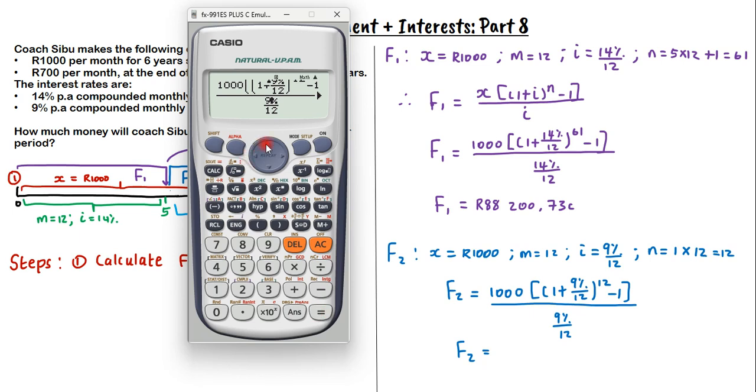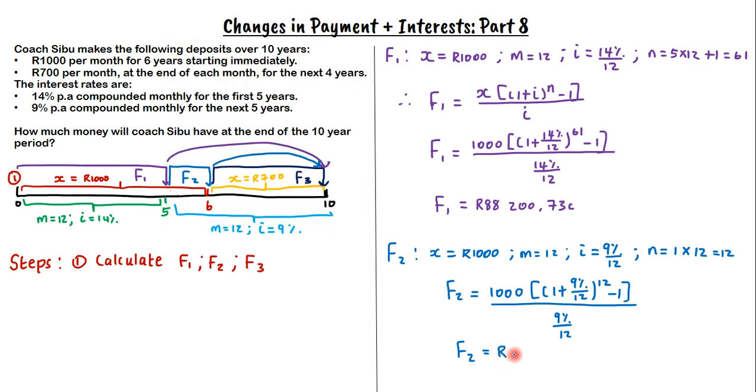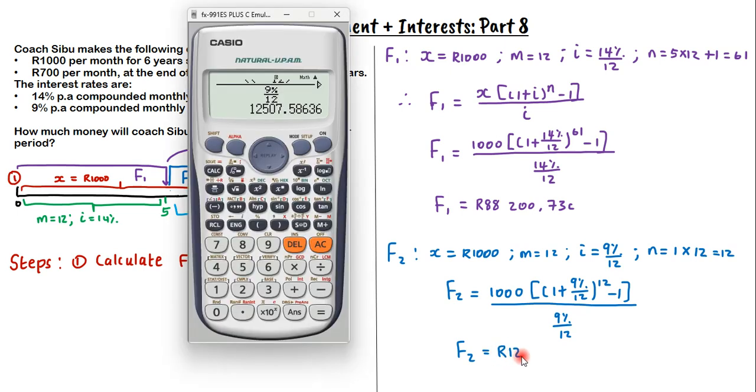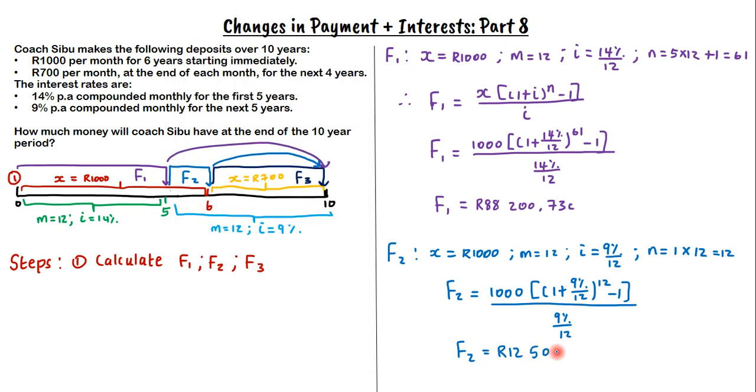So let me just double check if everything is fine. All right, so put in the equal sign. It is 12,507 rand 59 cents. All right, so let's go ahead and look into the third one.